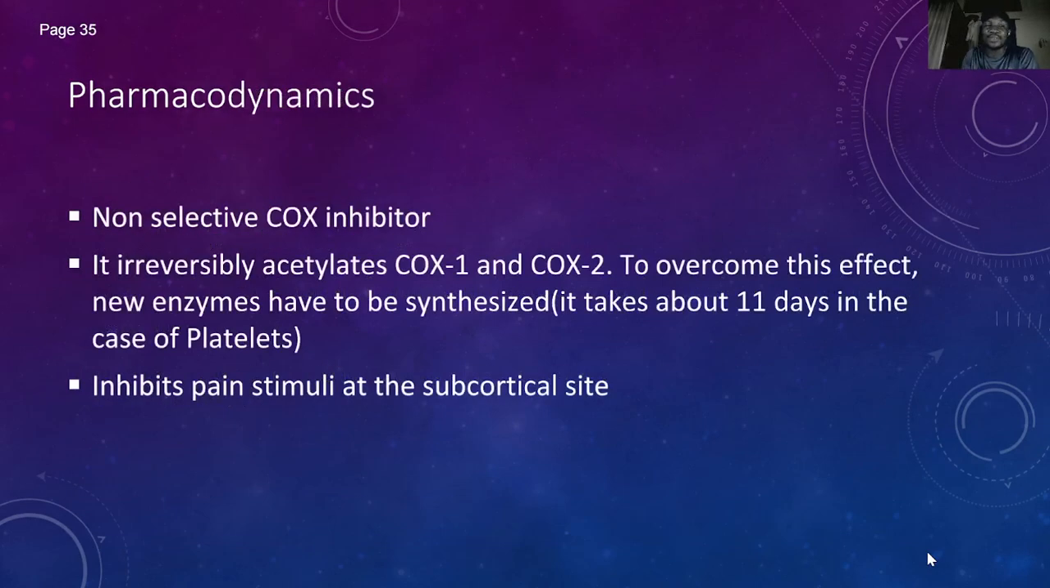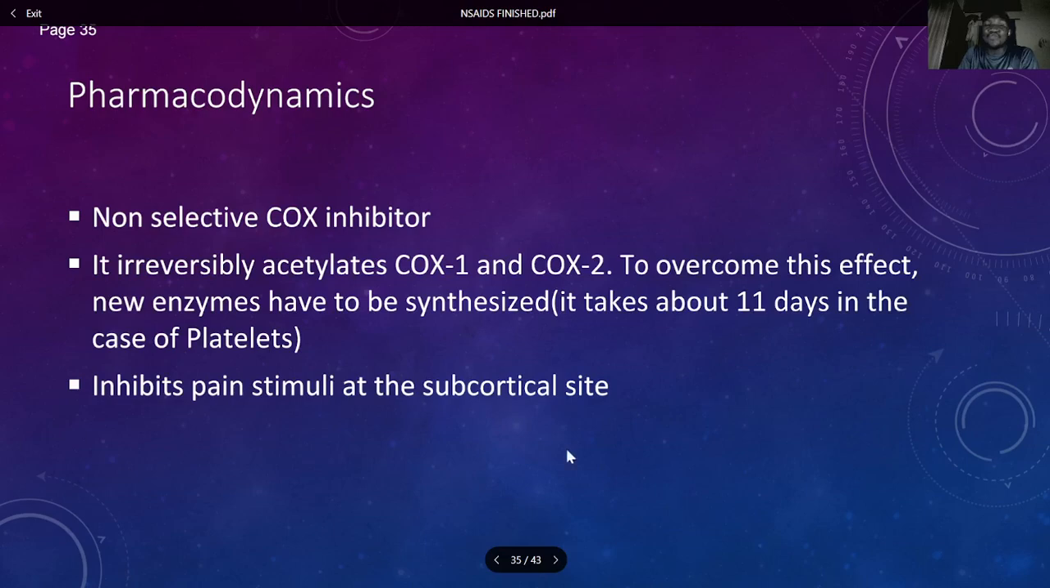Now for the pharmacodynamics, it is a non-selective COX inhibitor, like I said earlier. It irreversibly acetylates COX-1 and COX-2. To overcome this effect, new enzymes have to be synthesized. It takes about 11 days in the case of platelets. It inhibits pain stimuli at the subcortical site.